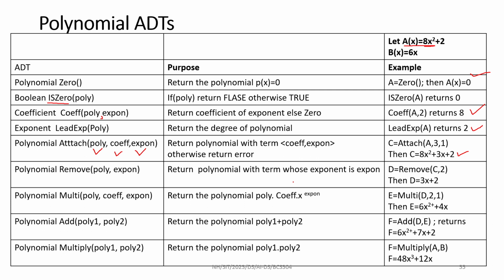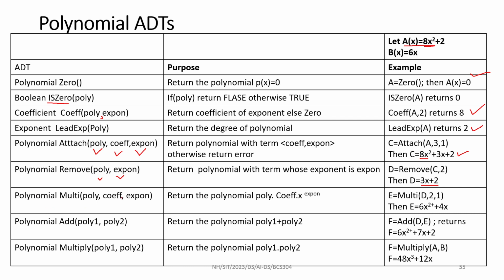I don't want that term in the polynomial. How to remove it? Again, the polynomial is required, along with the exponent. That term can be removed. Like in the previous case, this is my polynomial. I have to remove the term with exponent 2. 8x square is the term, 2 is this one, so that can be removed. This is the answer. The purpose of remove is to remove a term having exponent 2 and return the new result. C is the one from which the term is removed.